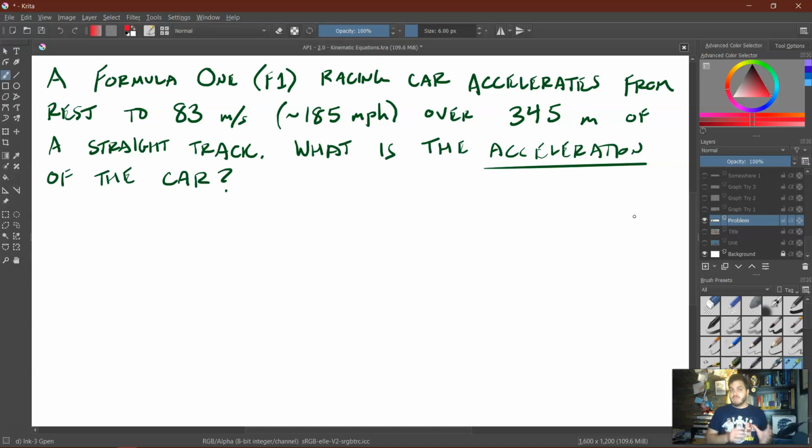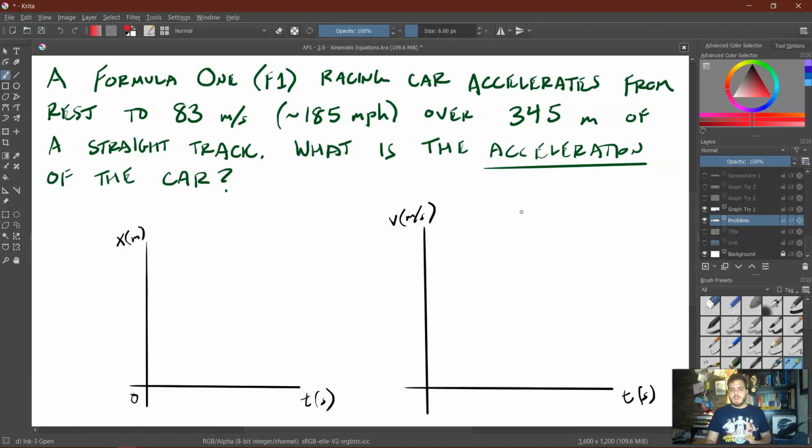Now, last unit, whenever we would look at something like this, we probably would have started off by building a couple of graphs, a position versus time graph and a velocity versus time graph. If I look at the position versus time graph, we know that since it's speeding up, it's probably going to have a shape that looks something like this. But you'll notice that we have an issue here. We know it goes from 0 to some distance, but we don't know what time this occurs at.